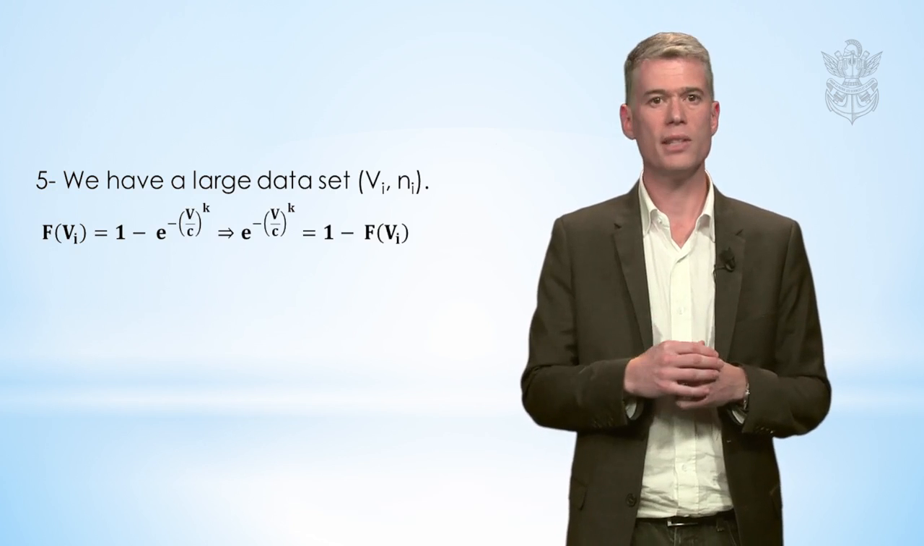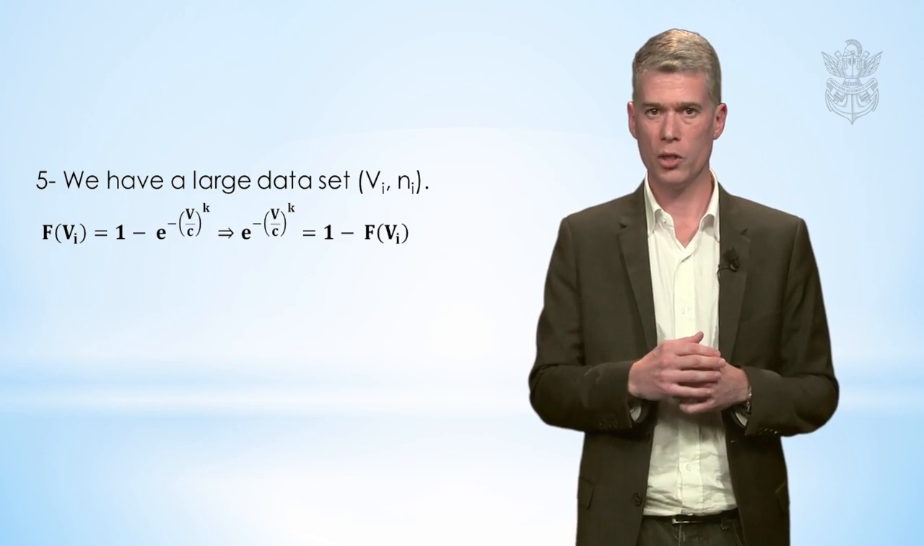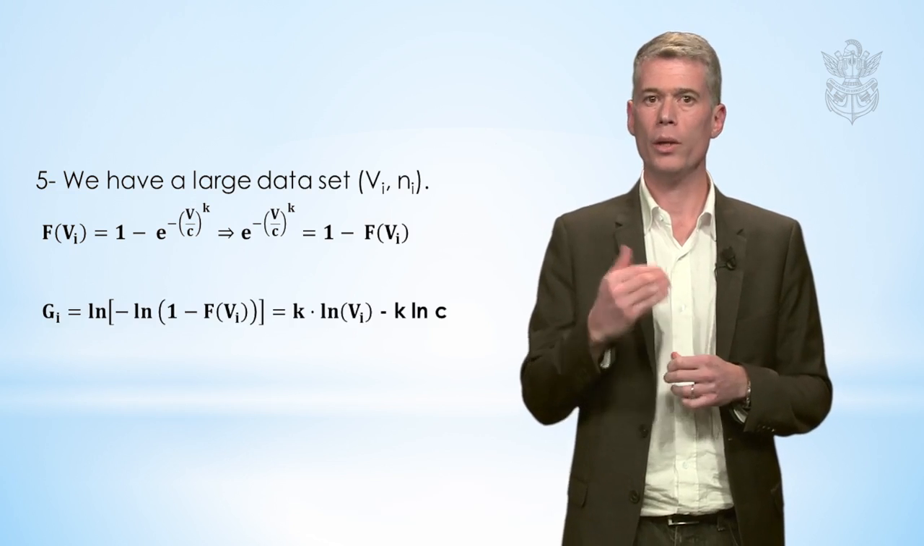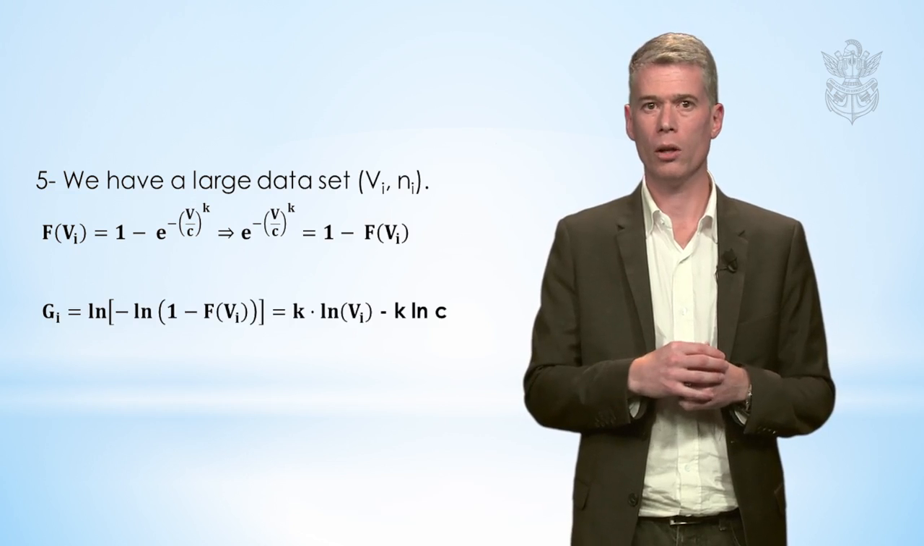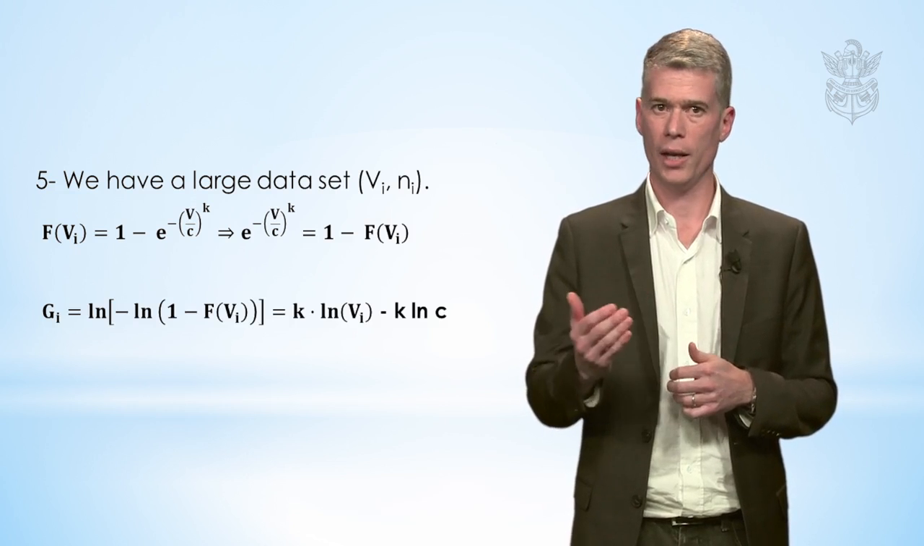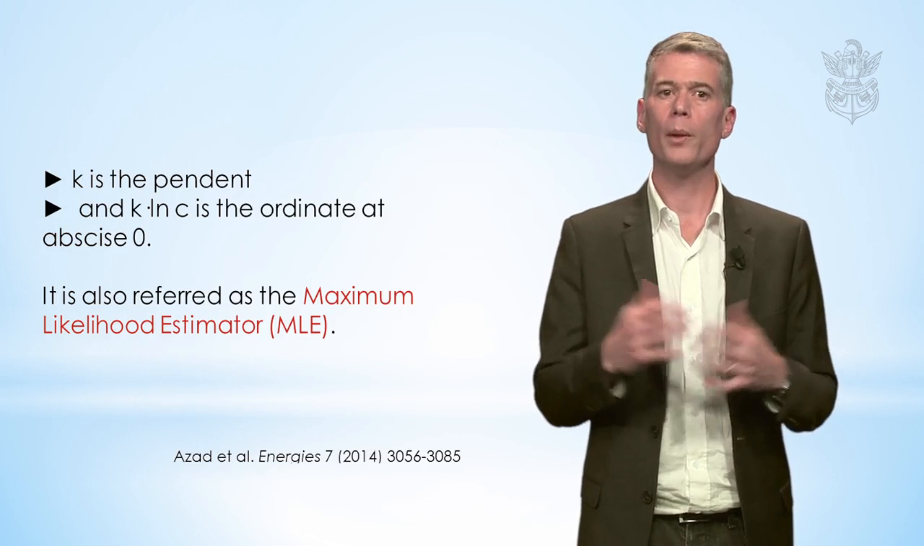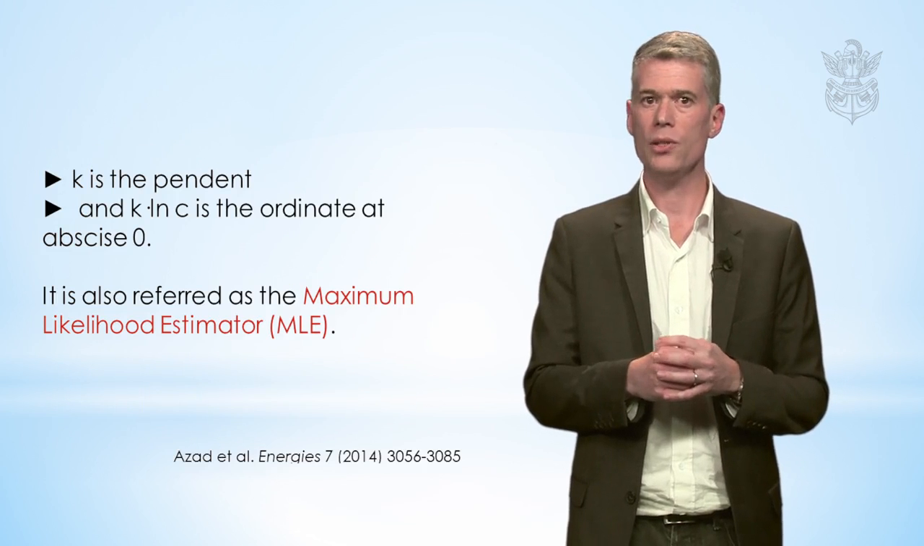The procedure is simple. We build the cumulative distribution function F and isolate the exponential, and we then apply the natural logarithm twice on each side. Plotting the values and fitting them to a straight line, we will obtain the Weibull parameters k and c.